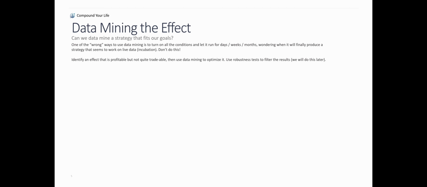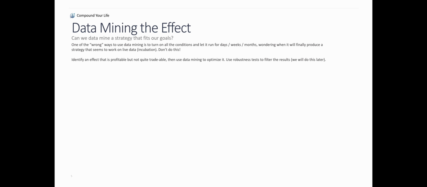And so I've talked about this in the past. If you're going to data mine, the wrong way to do it is actually to do what they market the data mining software as. So Build Alpha, Strategy Quant, Genetic System Builder, they're often telling you that you can just turn on the software, turn on all the filters for entry, all the conditions for exit, and let it just mine and come up with strategies for you. But most of those are not going to hold up if you were to trade them live.